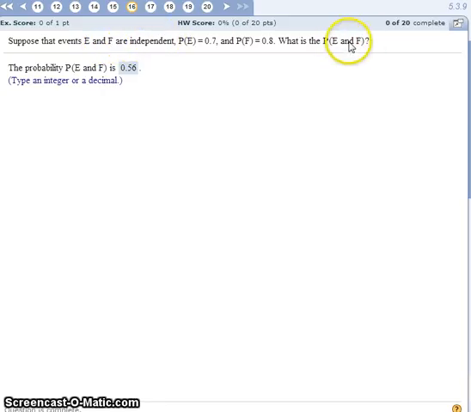For number 16, we are told that events E and F are independent, and we're asked to find the AND probability, the probability that they both happen. And when events are independent, you can figure that out just by multiplying together their individual probabilities. So to find the probability of E and F, we take 0.7 times 0.8 and get 0.56. Now if the events are not independent, you need conditional probabilities in order to figure out an AND probability. So only multiply together the two probabilities if you know that they're independent.